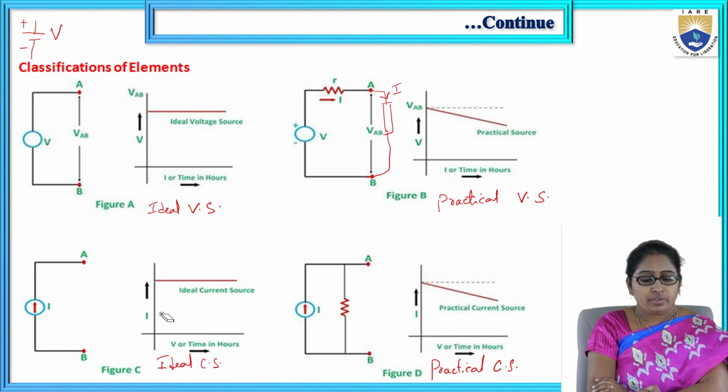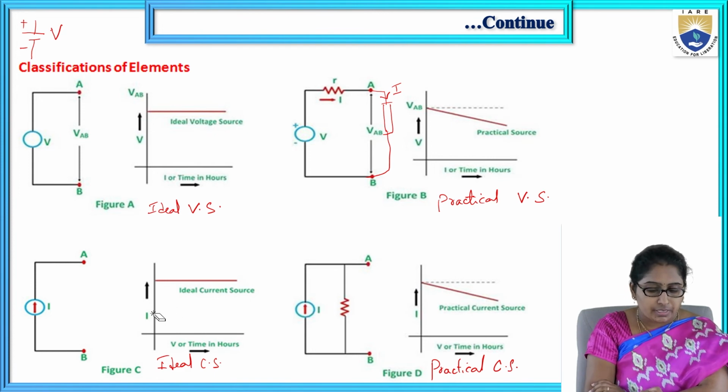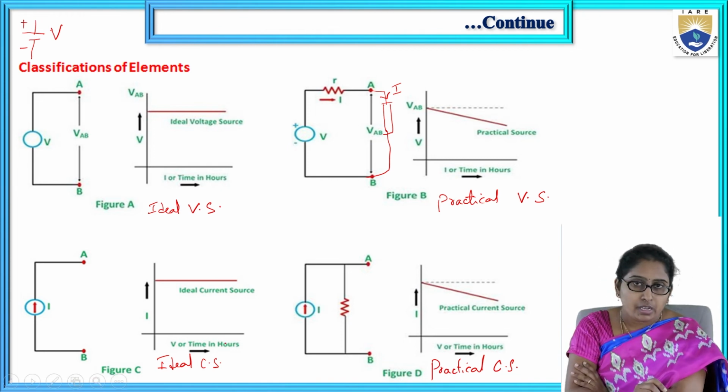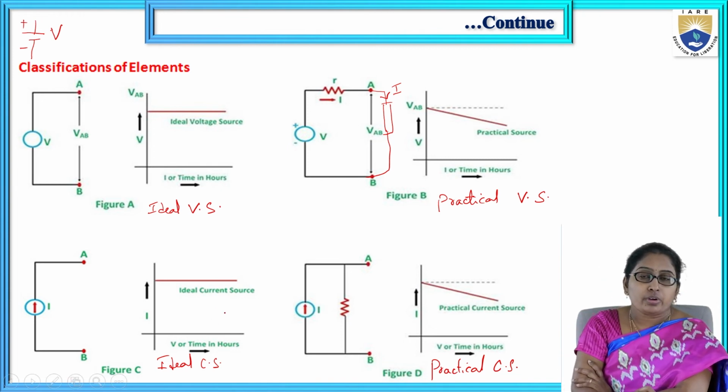In the voltage-current characteristics, current is taken on the y-axis and voltage is on the x-axis. Whatever the load may be, it maintains a constant current. That's why it is shown constant.